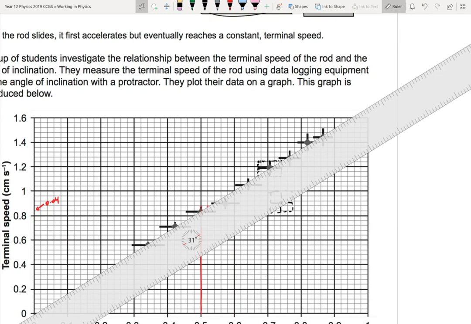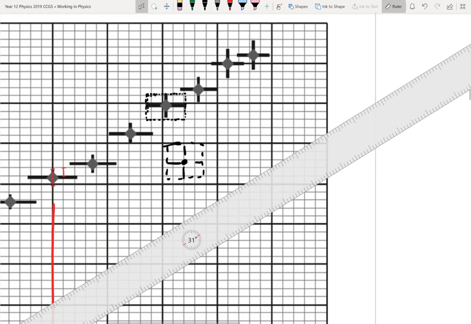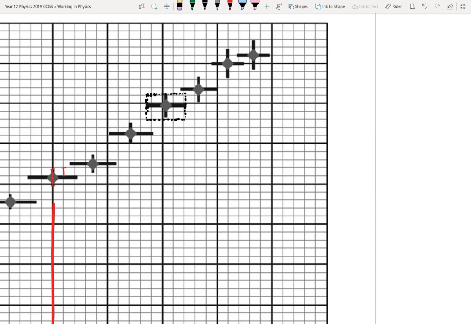But it's asking about the last 2 points. And the reason is, if you look at the last 2 points, let me just get rid of, no, it's not going to let me. If we look at the last 2, their boxes actually overlap. In fact, all of the boxes overlap. But if we look at the edge of our data, this brings us a problem.